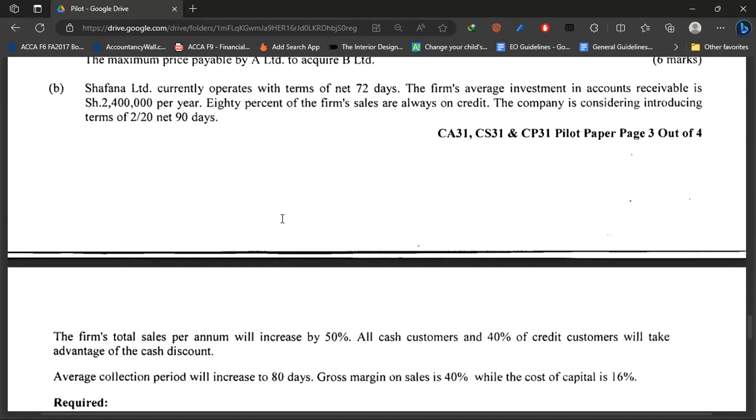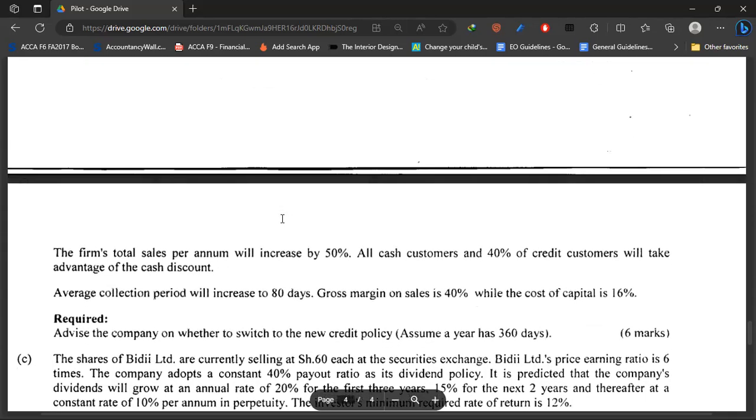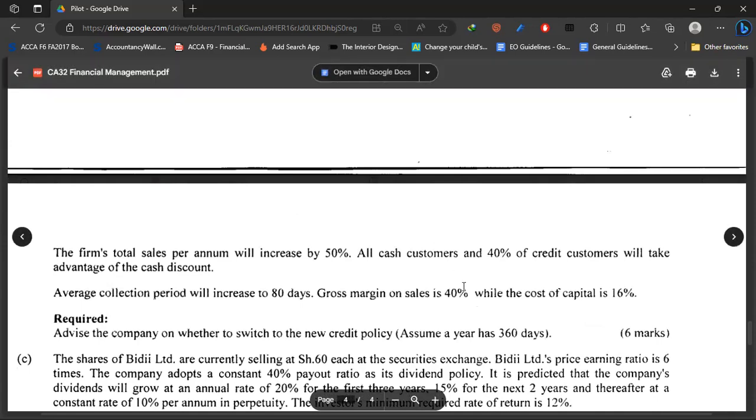And we are told the company is considering introducing terms of 2/20, net 90 days. The firm's total sales per annum will increase by 50%. All cash customers and 40% of credit customers will take advantage of the cash discount. The average collection period will increase to 80 days. Gross margin is 40%, while the cost is 16%. So in this case, we just have the same format.